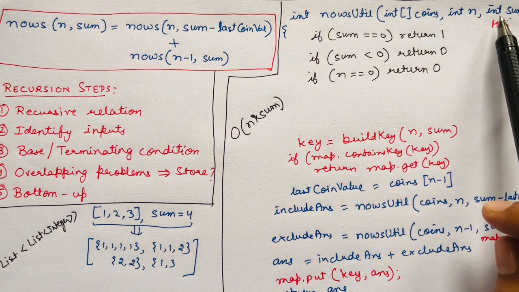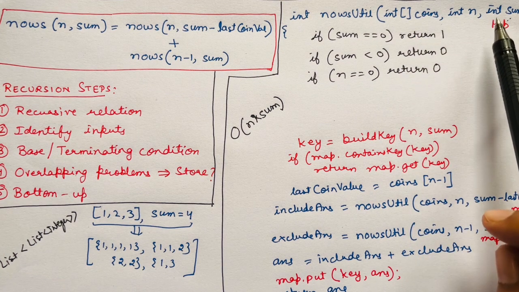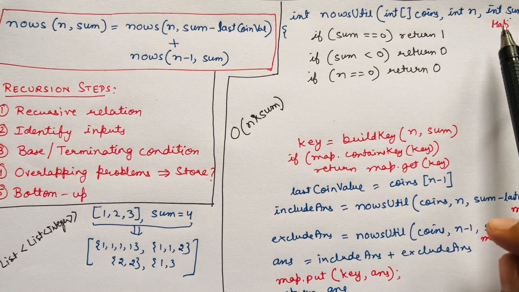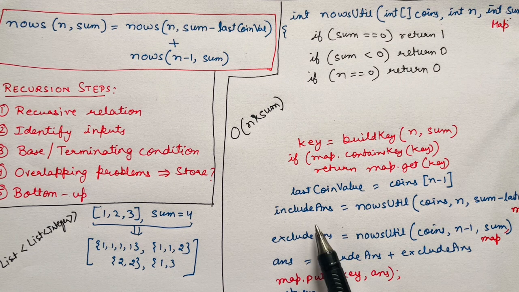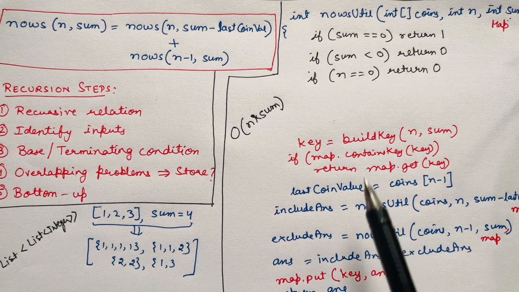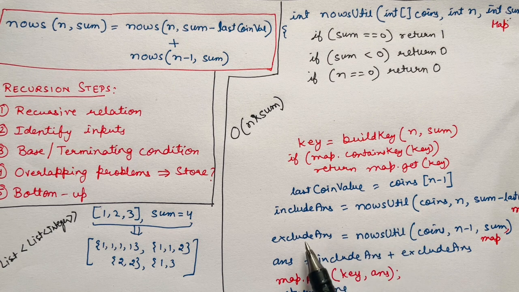Another input it took was sum, that whatever is the value of sum that we need to form. So using this recursive relation, first we calculated the answer for include by calling this same method recursively. Similarly, we calculated the answer for exclude case by calling the same method recursively for different inputs. Then we had our final answer and we could return that.